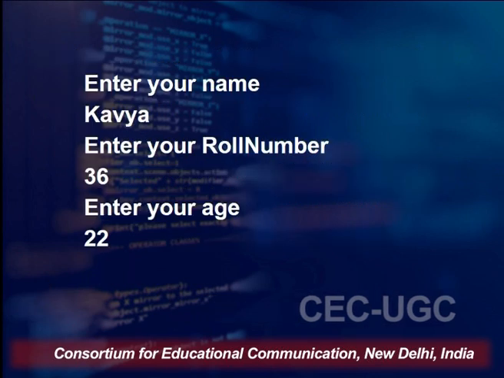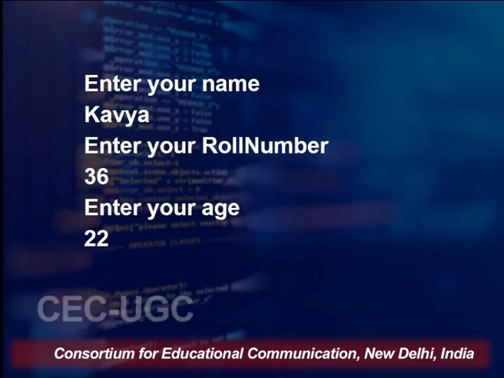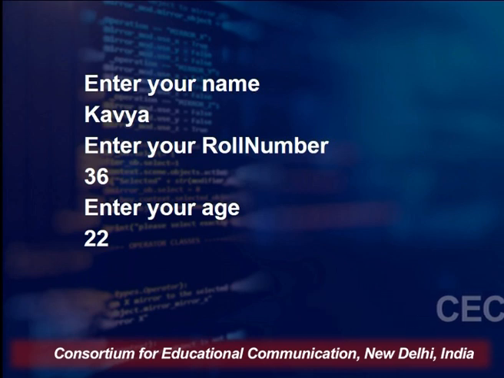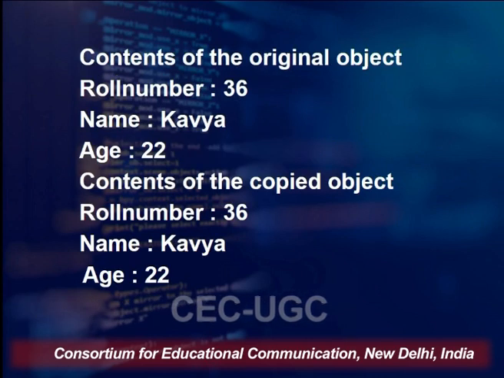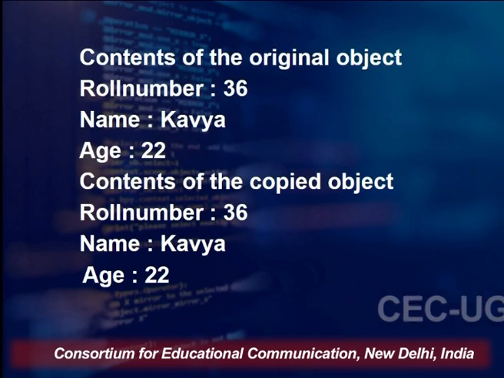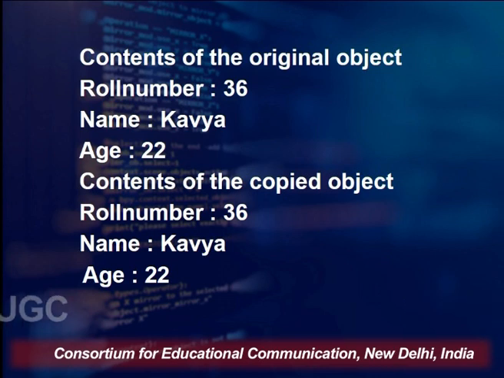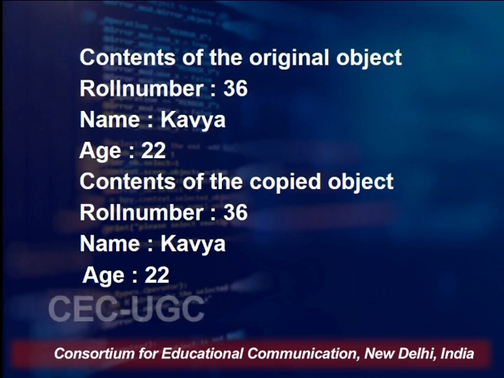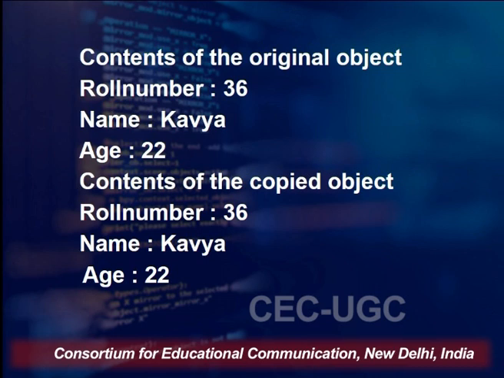So here is the output. Enter your name, someone has entered, let's say Kavya. Enter your roll number, the data entered is 36, and then it will ask for enter your age, and it is 22. It will say contents of the original object, because we have written that in the println statement: roll number, name and age. After creation of the copied object, it will also display the contents of the copied object, which are the same: roll number 36, name as Kavya, and age as 22.